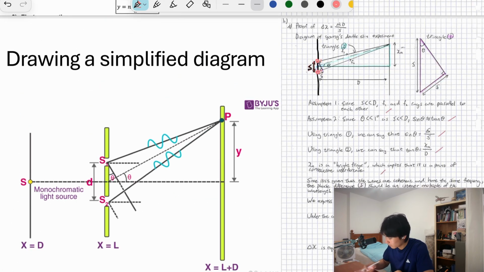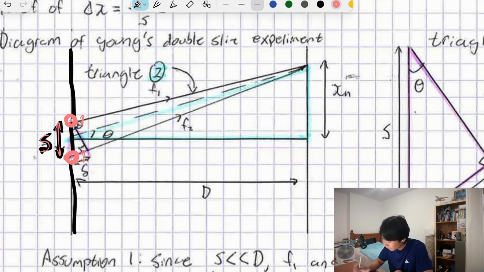Let's say that there is a zone of constructive interference up here. Let's just say that it's a zone of constructive interference, right? And let's call this value xn. It's the nth bright spot, right? That's what we're assuming.